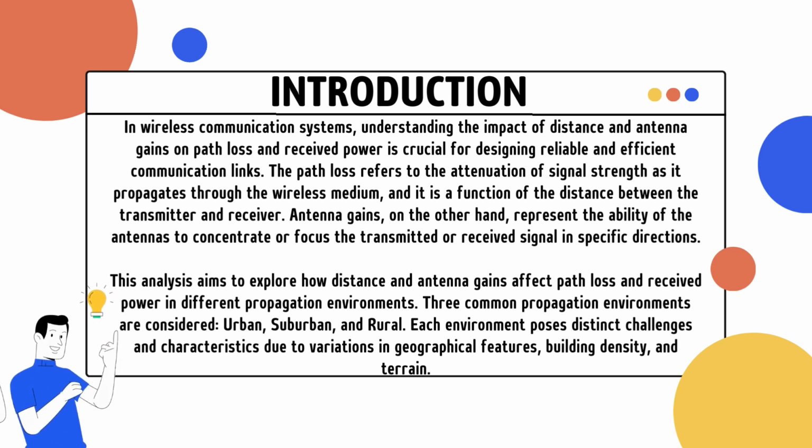Antenna gains, on the other hand, represent the ability of the antenna to concentrate or focus the transmit or receive signal in specific directions. This analysis aims to explore how the distance and antenna gains affect path loss and receive power in different propagation environments. Three common propagation environments are considered: urban, suburban, and rural. Each environment poses distinct challenges and characteristics due to variations in geographical features, building density, and terrain.